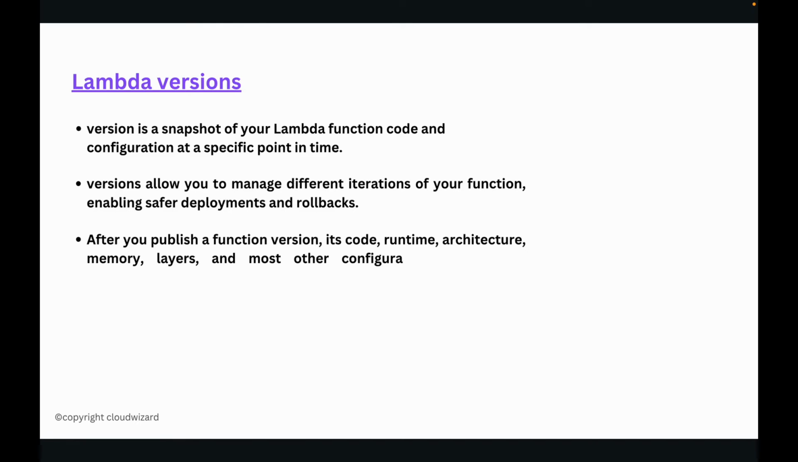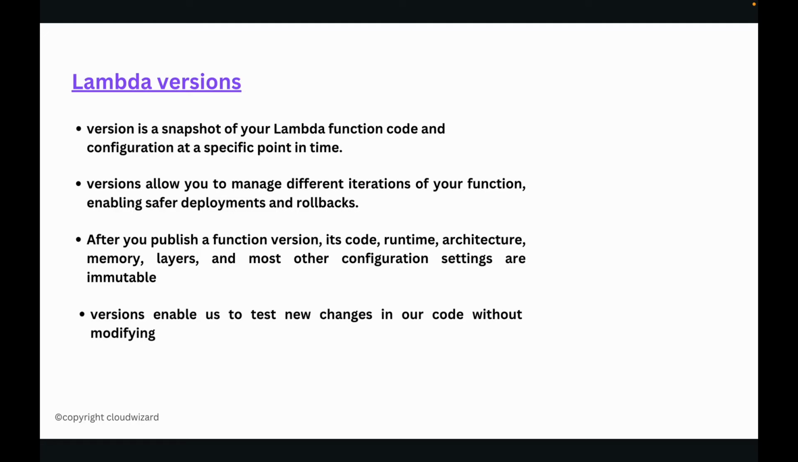After you publish a function version, its code, runtime, architecture, memory, layers, and most other configuration settings are immutable, which means they cannot be changed. And if you want to make modifications, you need to publish a new version. Versions enable us to test new changes in our code without modifying the main instance of our function. So let's head over to the AWS console and see how versions work.